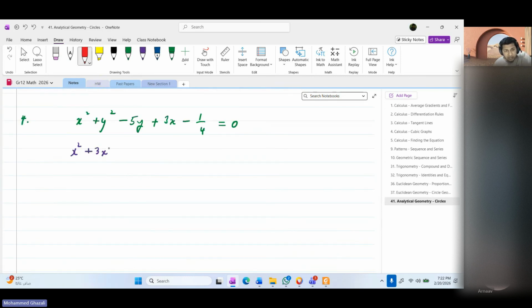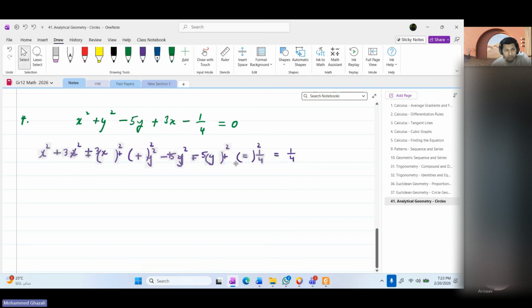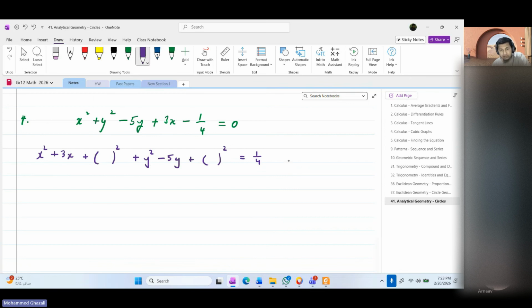x squared plus 3x, I'm going to add something squared here. Plus, we have y squared minus 5y plus something squared. I'm going to take this quarter over, so I will get quarter. And this is the fastest way of doing it, right? You can just use a calculator on the other side and solve everything. Plus something squared plus another something squared. Now, what's the value here? We need to take 3 and divide by 2. We need to take -5 and divide by 2, right? And this one is the same. Take the 3, divide by 2, and -5, divide by 2.